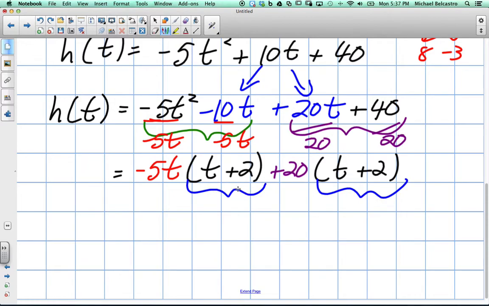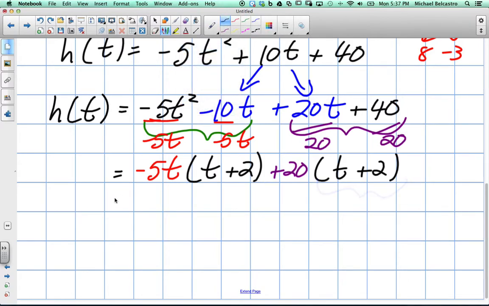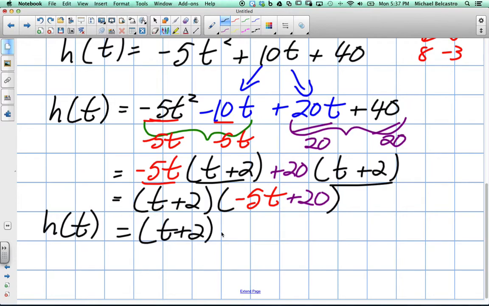When they're the same, what's actually happening is we're common factoring them out, but a quick way to remember how to do that is we just take this bracket and write it as one factor, t plus 2, and the other bracket is negative 5t plus 20. And then that's it. That is our factored form. I'm going to rewrite it all in black so it looks like a final answer. So our final answer is t plus 2 in the bracket, negative 5t plus 20.